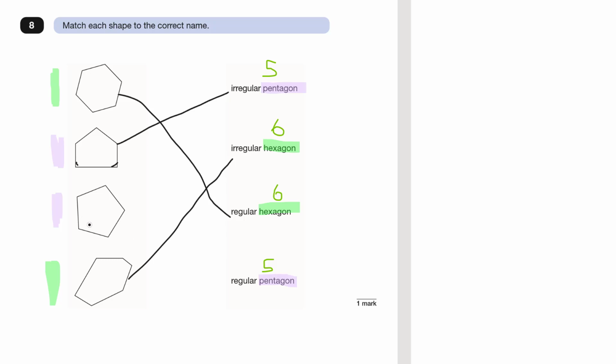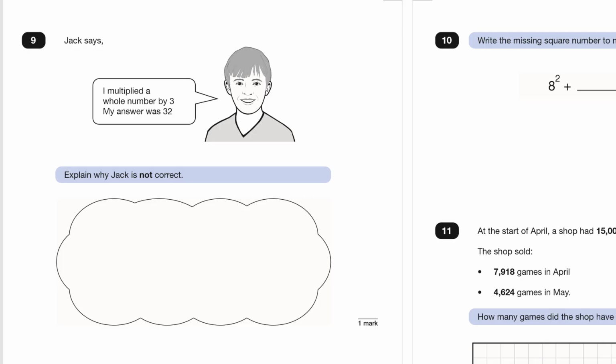And this one here, although you might not have a protractor to measure it, you definitely know the other one has got different angles. So this one is going to be your regular pentagon. So you're just using a bit of process of elimination. This one will have the sides the same length and the angles will be the same. So it is regular.